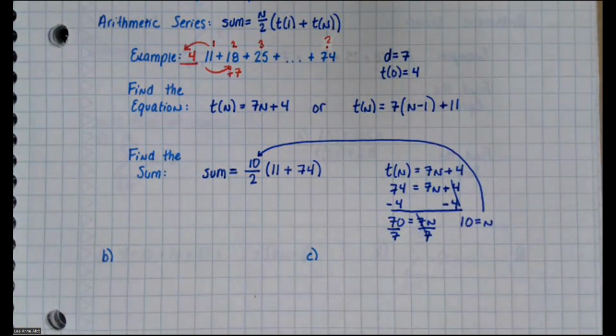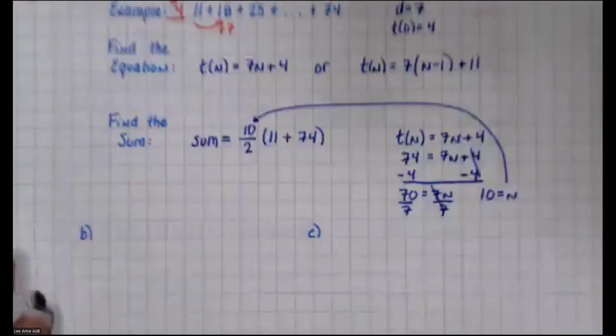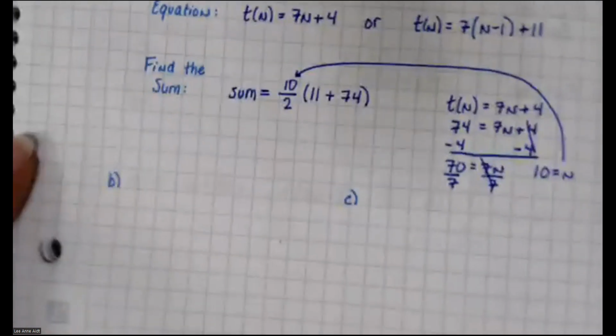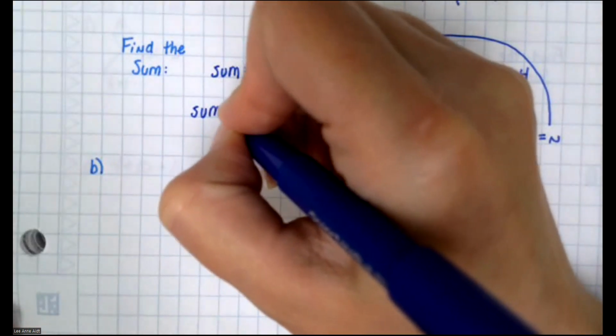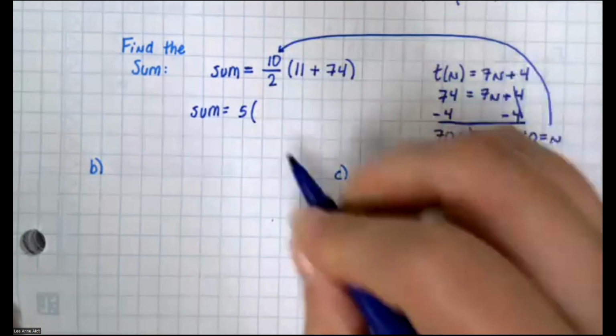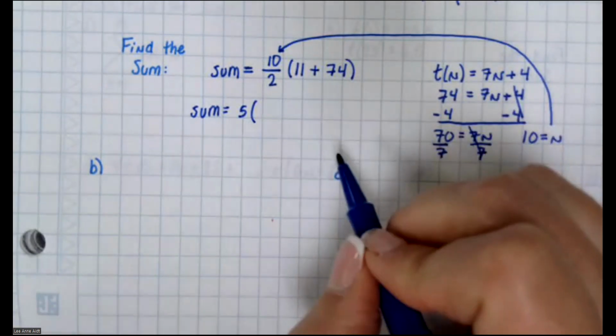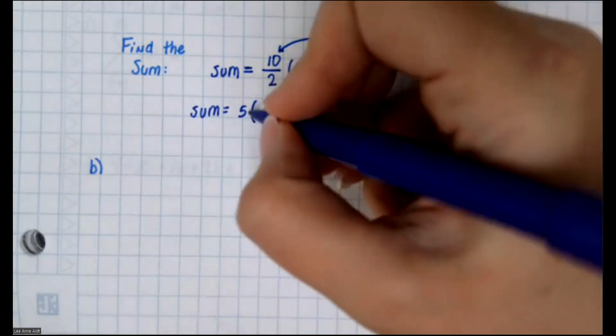Okay. All right, now let's see if we can do this with a calculator. I'm going to let you use a calculator on B and C, but just because we have each other here, sum equals 5. What's 11 plus 74? 85?